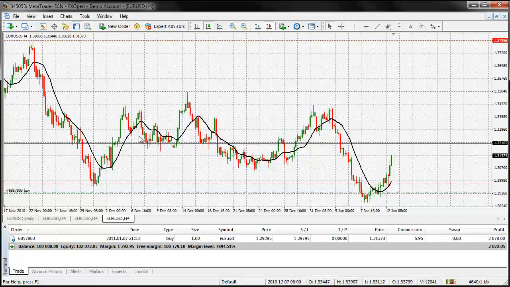Then we look again for another signal. Here we can see this red candle actually penetrates below, and then we go short on the next candle. Then we target previous support or resistance levels, depending on which direction we're going in.